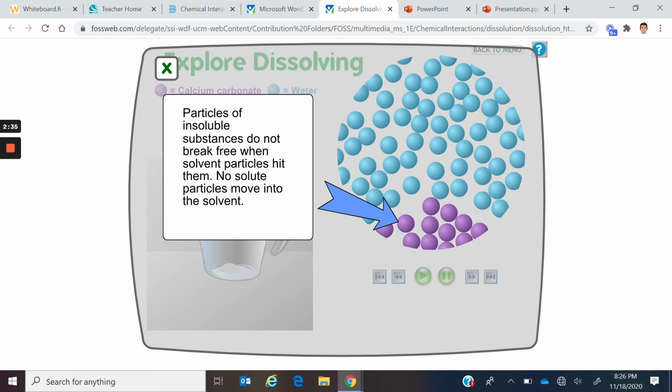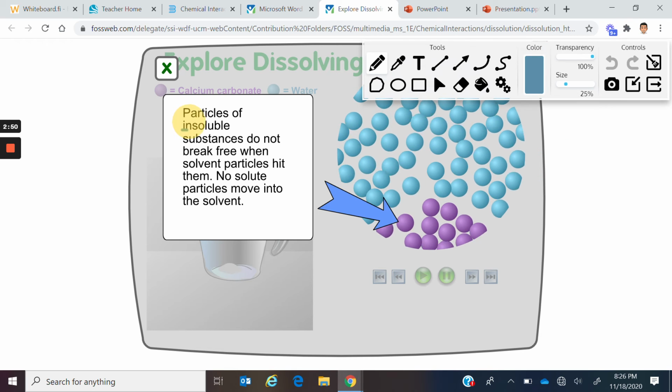Let's click info. So the particles of insoluble substances do not break free when solvent particles hit them. Now an insoluble substance means that the substance does not dissolve. It is not soluble. So our word solubility has many different forms. And insoluble means that particles of a solute are not soluble in the solvent. They don't dissolve into the solvent.